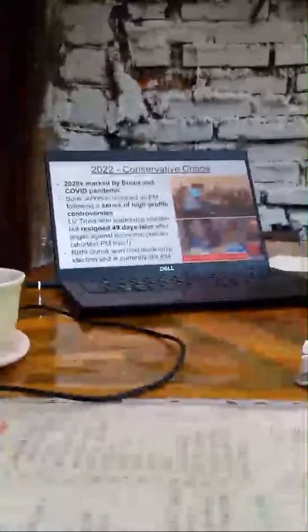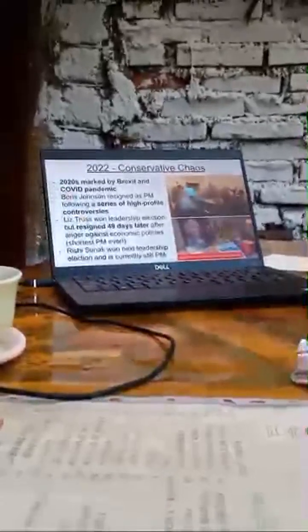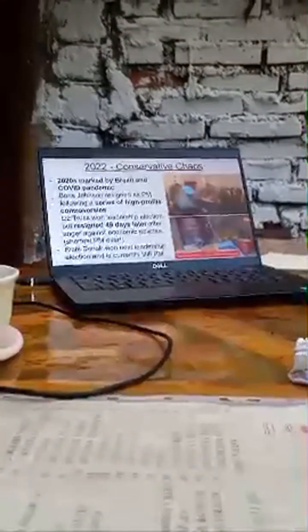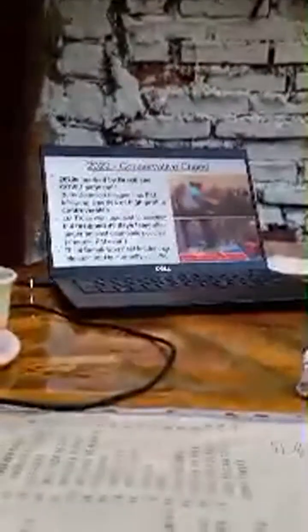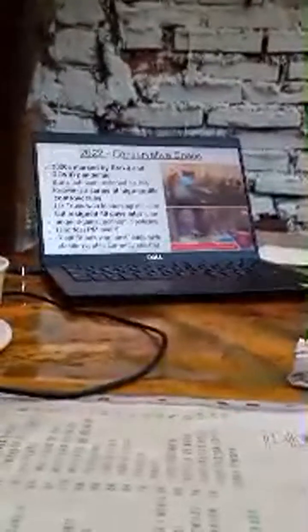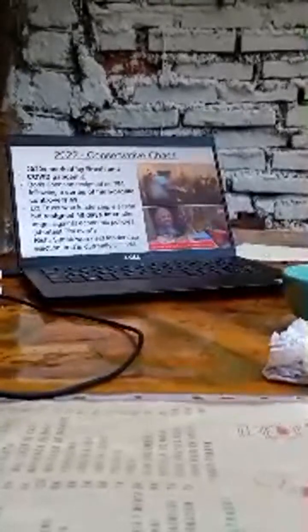Rishi Sunak is the prime minister at the moment. He hasn't resigned yet, as far as I'm aware. What is his background? He's British but of Indian descent. I think he might be the first non-white prime minister. Probably, yeah.